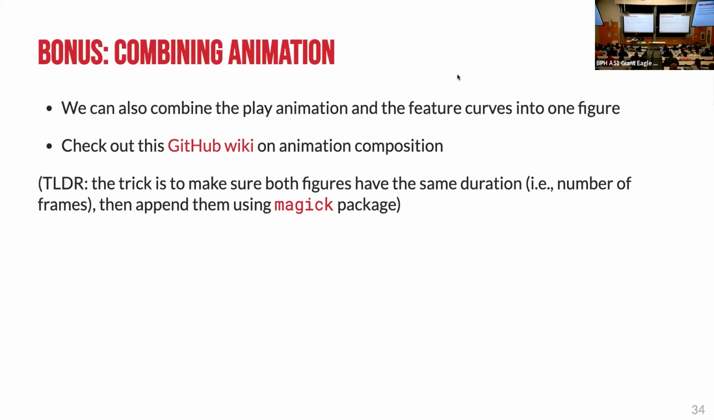All right, so here's a quick mention of how you can combine those two together into one big animation. I'm not going to show the code because it's a little bit long, but I've included this GitHub wiki on animation composition, where you can combine the play animation with the feature groups all into one figure. The trick is very simple: you just have to make sure they have the same duration in terms of the number of frames, and then you can append them together using the great magick package for image processing.